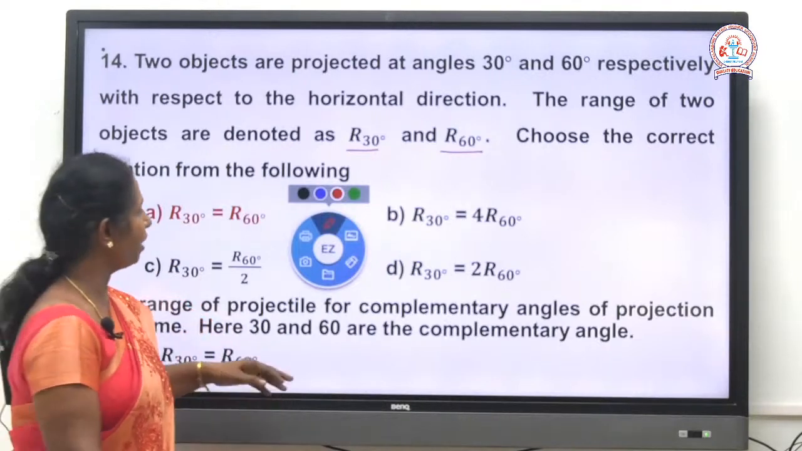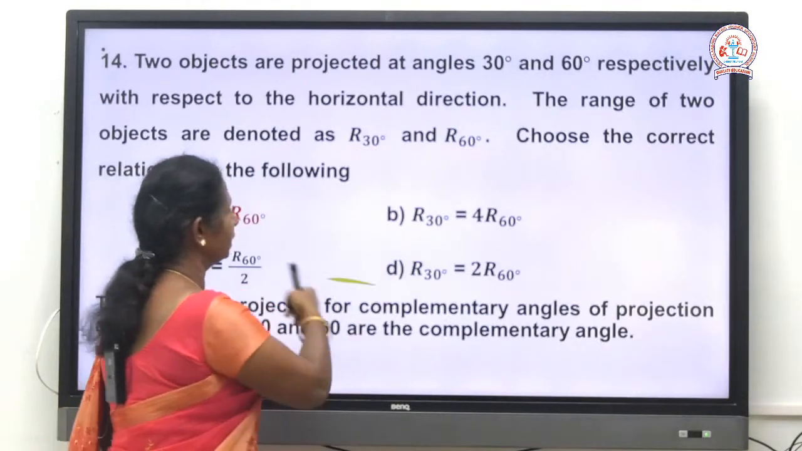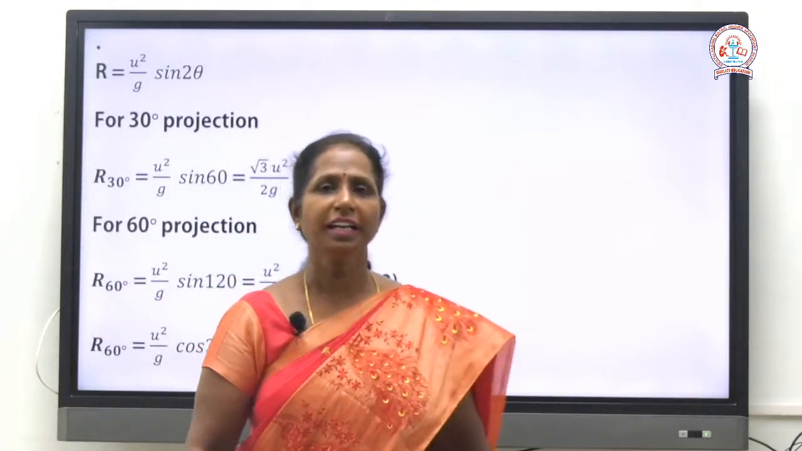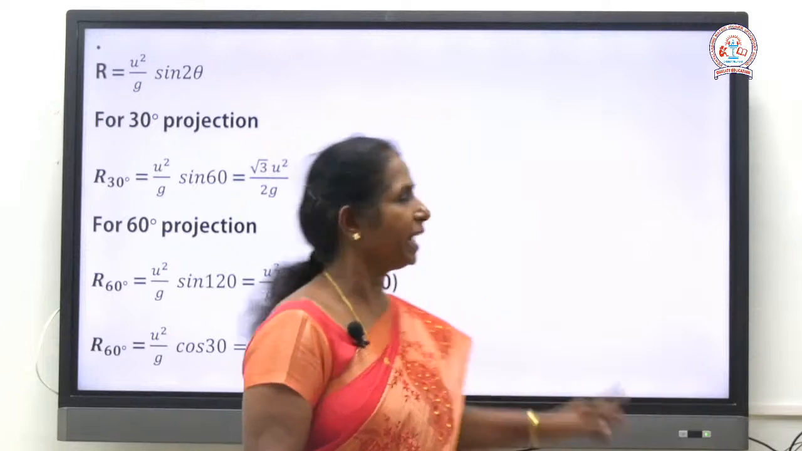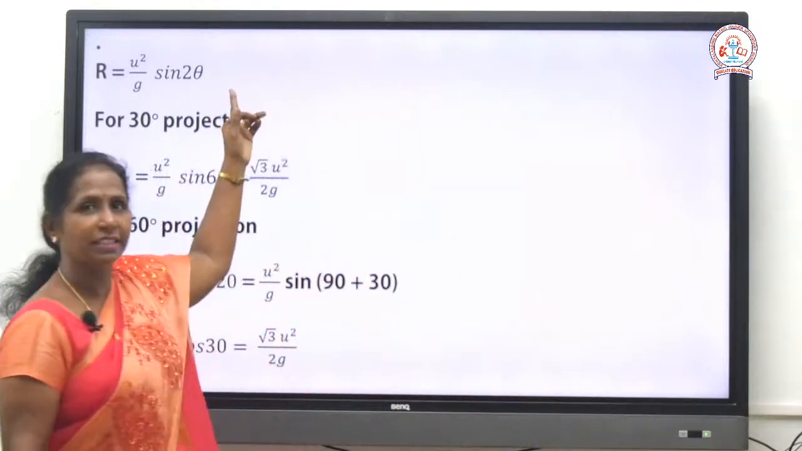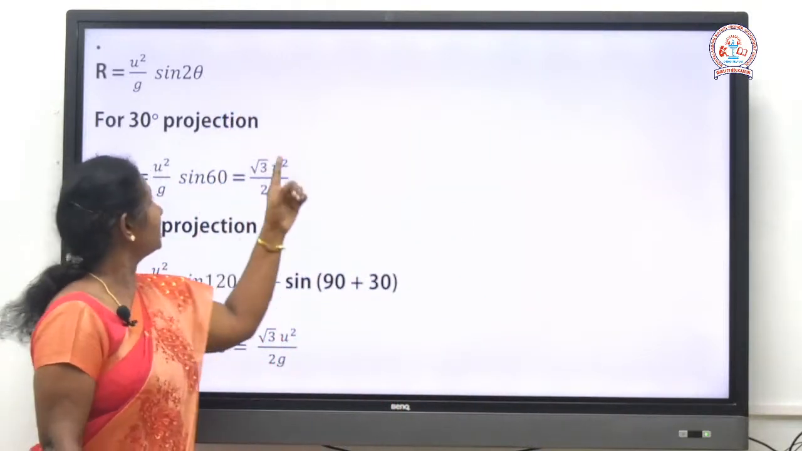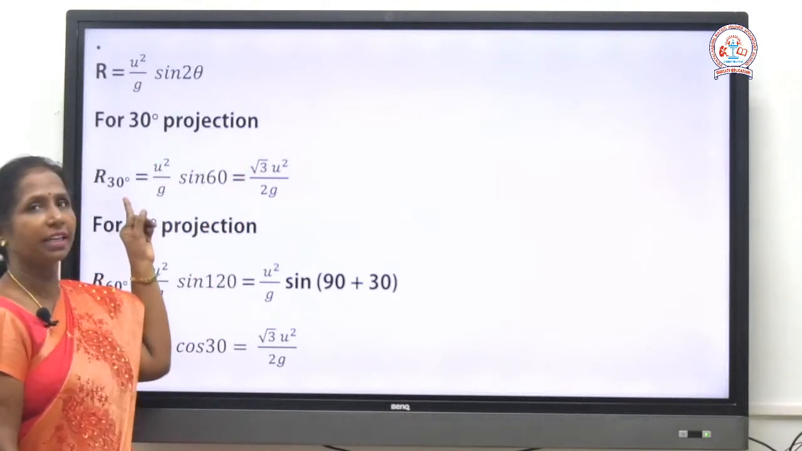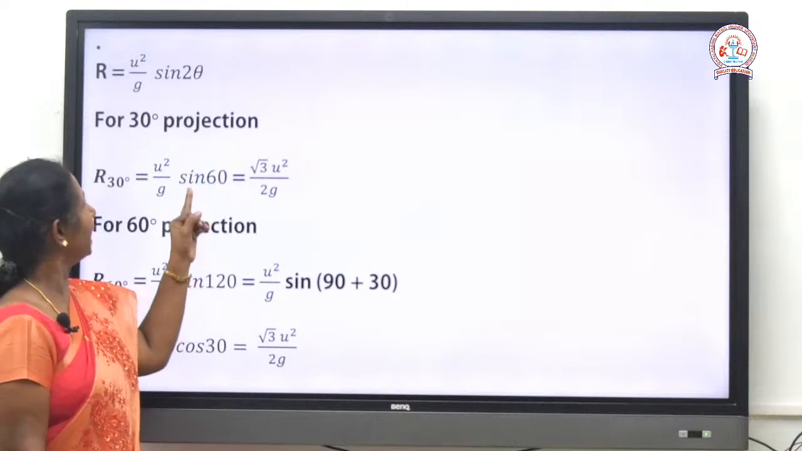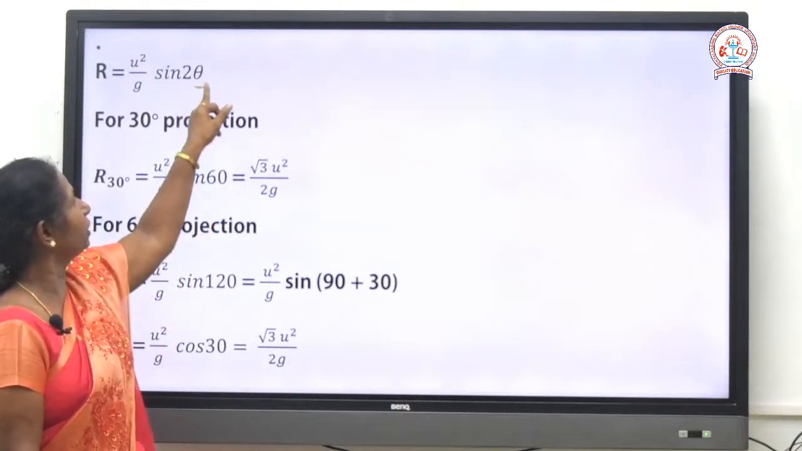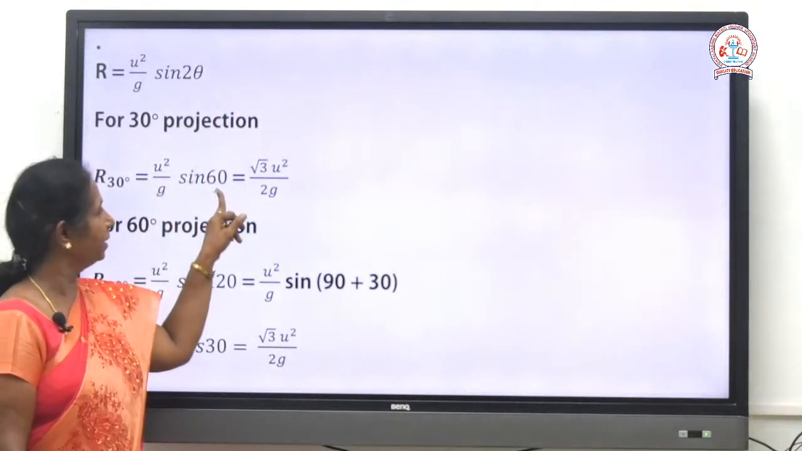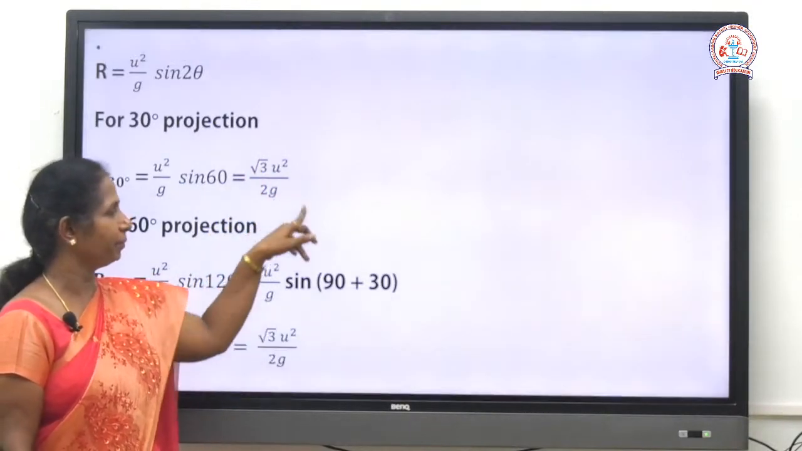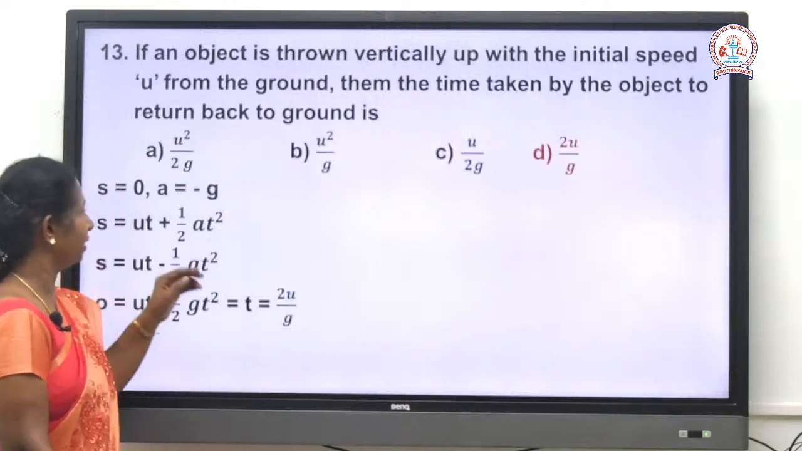What's the formula for range? Range is equal to, you already know, u square sine 2 theta divided by g. First angle is 30 degree, so substitute for 30 degree. R30 equal to u square by g sine 2 theta, but 2 into 30 is 60. Sine 60 is root 3 by 2. So root 3 by 2 u square by g. Over.